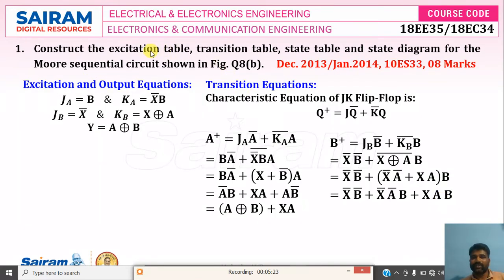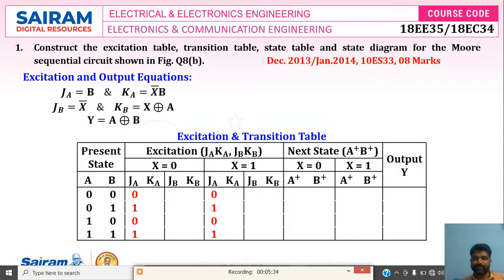Correct? But it is not asked. It is asked to write the excitation table, and from the excitation table we can construct the transition table. Now we'll see the excitation table. As you know, the excitation table consists of the present state and excitations. Here the excitations are JA, KA, JB, KB, when X is equal to 0 and X is equal to 1.